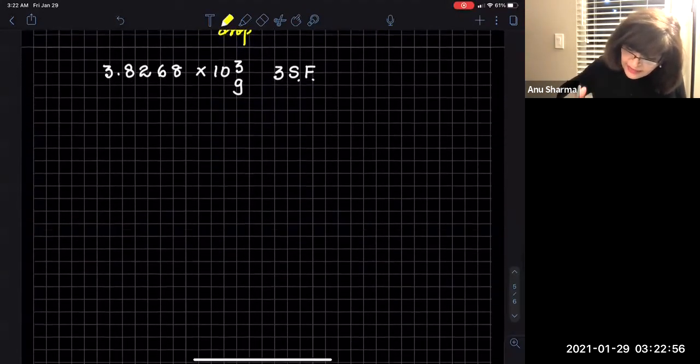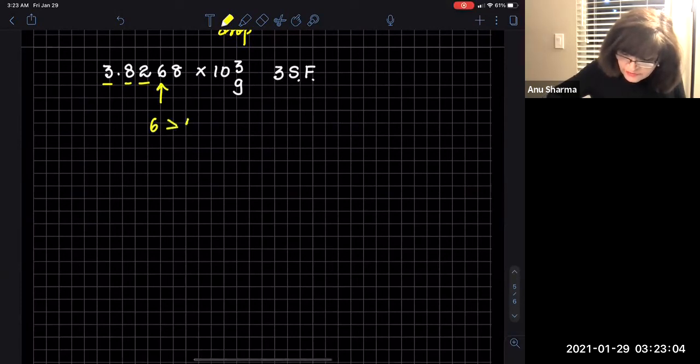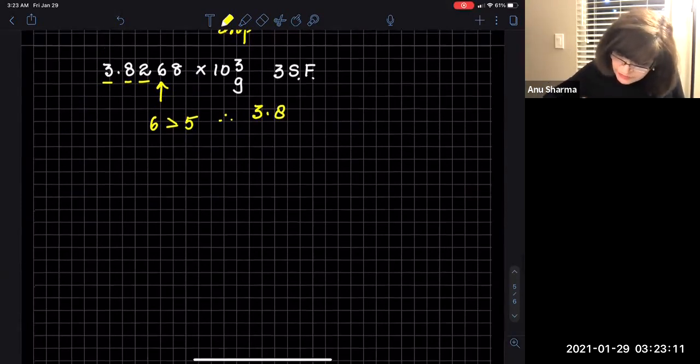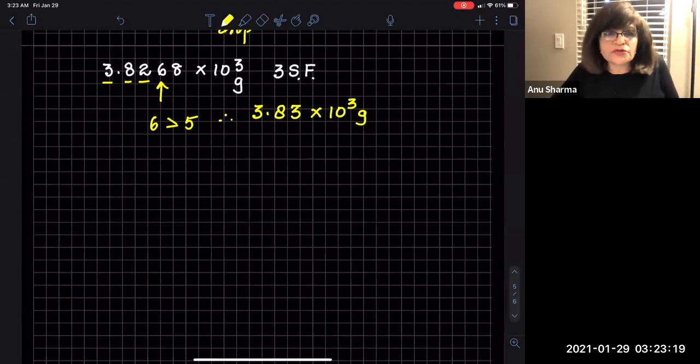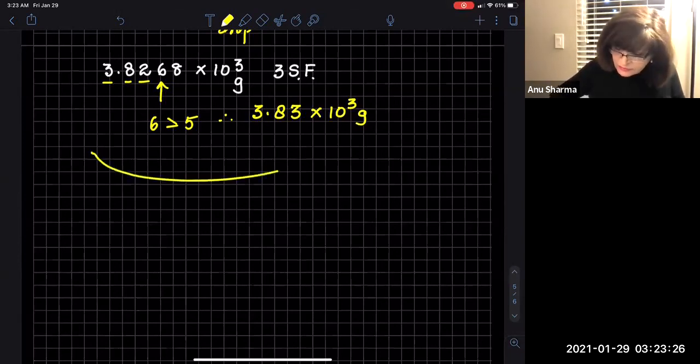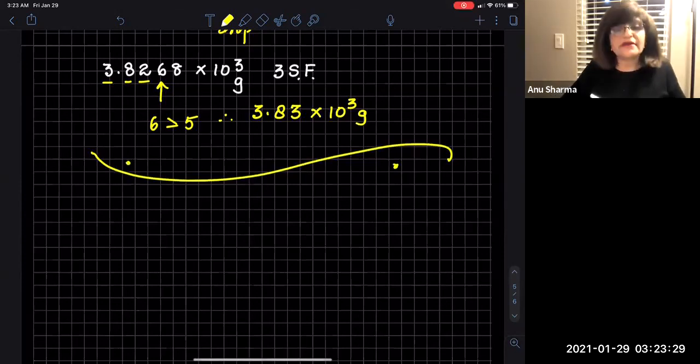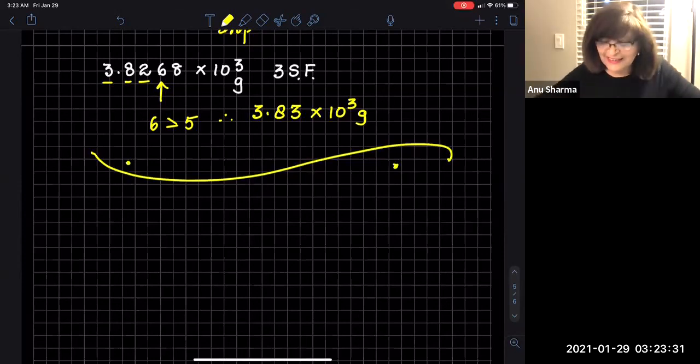Next, you're going to look at this number in which we need to keep 3 significant figures, and we are dropping off 6, and 6 is more than 5. Therefore this becomes 3.83 times 10 to the power 3 grams. So 6 is more than 5, so 2 is raised 1 unit up. We are going to stop here, and I hope it was easy, and thank you for watching.